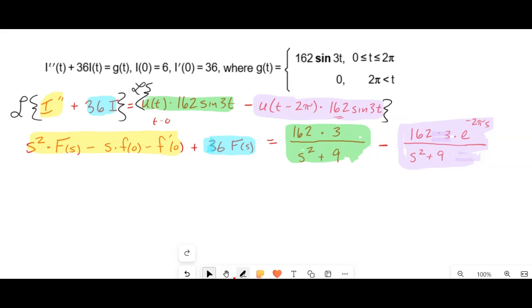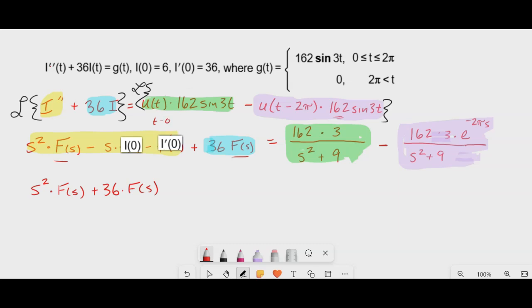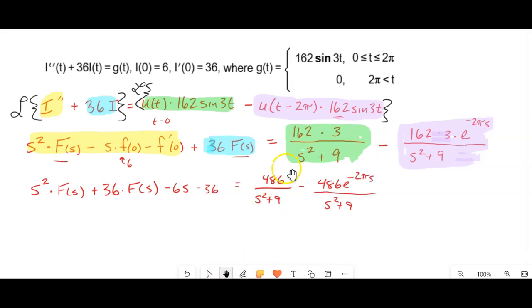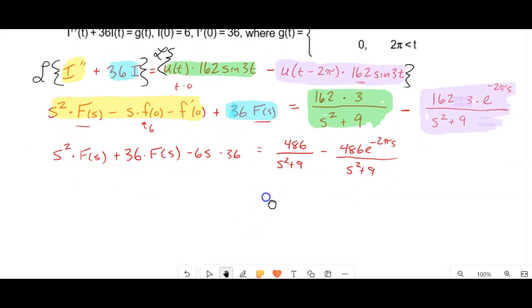And now it's just like we've been doing all of these Laplace transforms. There's going to be the grouping of the F of s terms. So I have an s squared. And then the things that don't have the F of s multiplied by that, I'm going to group those together. Now this is 6. This f naught is your initial condition. Our function here is y, so technically these should be y naught, y prime naught. But f naught, that is 6, so that's going to be minus 6s. And then f prime naught is 36, so that's minus 36. All right, and then I just multiplied 162 times 3, which is the 486 that you see.